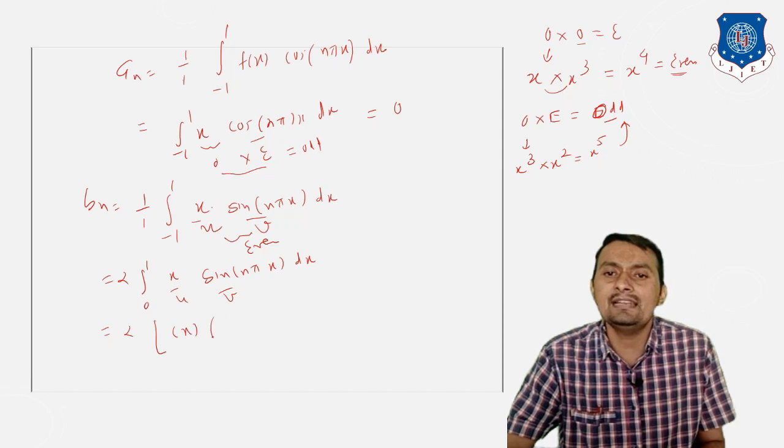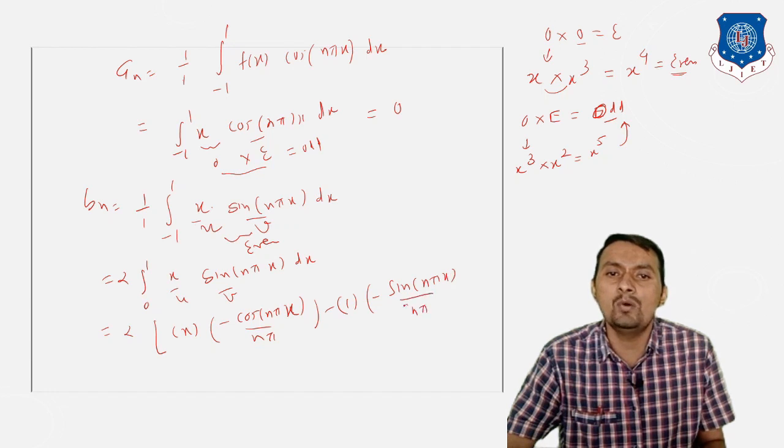So x is there, the integration of sine is minus cos n pi x divided by n pi, and then the derivative of x is going to be 1, and again the integration of cos is sine, but the minus is already there, so sin n pi x divided by n pi, but 1 over n pi is there. So we can say 2 times, evaluated from 0 to 1.